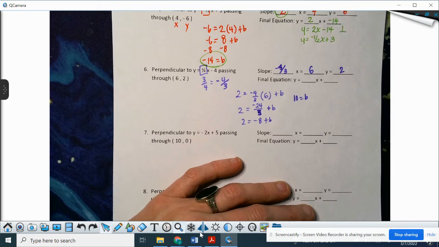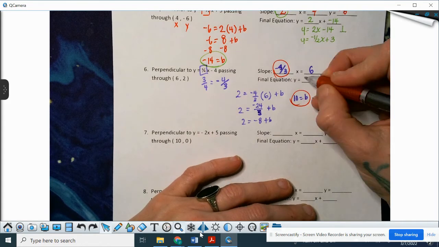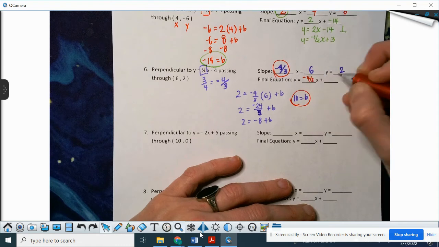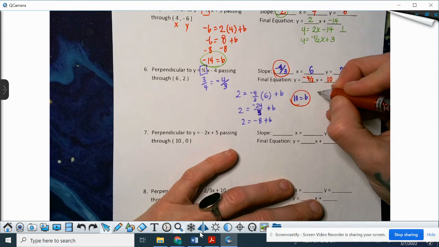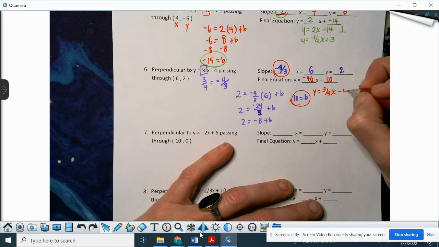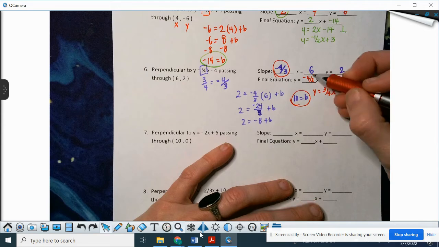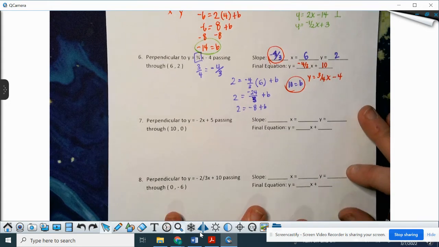And what do you need to write your equation besides your slope? Your y-intercept, so it's going to be negative 4/3 x plus 10. And that line is perpendicular to y equals 3/4x minus 4. 3/4, negative 4/3. Opposite reciprocal because they're perpendicular, which means they intersect at 90 degrees. I can't say it enough.